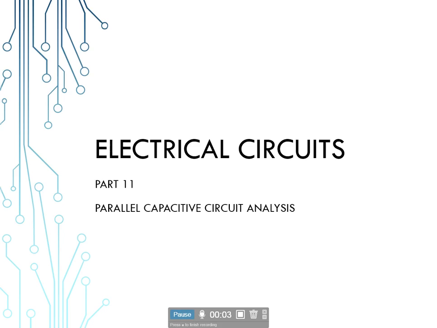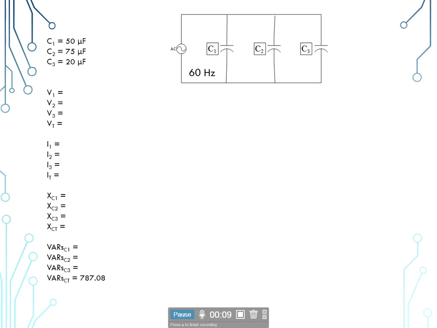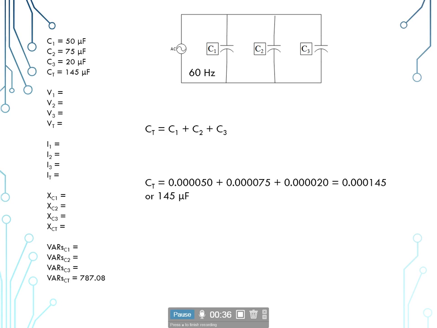Hello, welcome to Electrical Circuits part number 11, Parallel Capacitive Circuit Analysis. If you remember from part 10 on our purely capacitive circuits, we flip-flop some of our formulas between the series and the parallel. So rather than using the reciprocal formula, we'll be using the additive formula here. Our total capacitance is equal to C sub 1 plus C sub 2 plus C sub 3. So we take our 50 microfarads plus our 75 microfarads plus our 20 microfarads, giving us 145 microfarads.